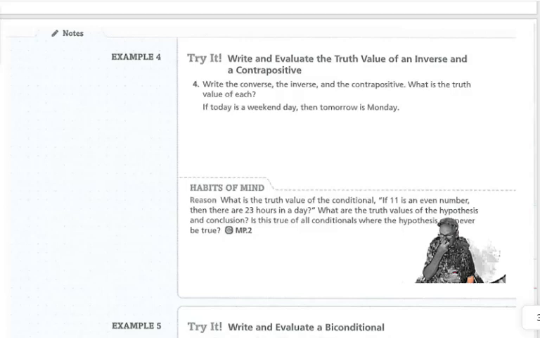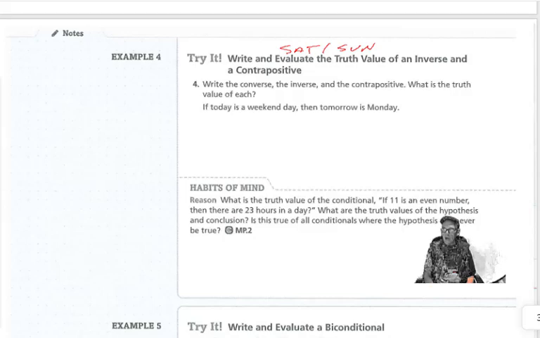Okay, for this one, they're going to tell us if it's a weekend day, then tomorrow is Monday. If today is a weekend, then tomorrow is Monday. Now, a weekend day could be Saturday or Sunday. Those are both weekend days. So this isn't really a true statement just based on its own, because if today was Saturday, then tomorrow wouldn't be Monday. That would be a counterexample that would shoot this whole thing down.